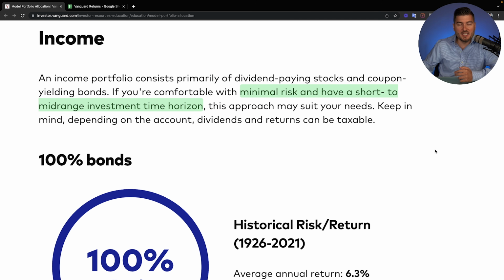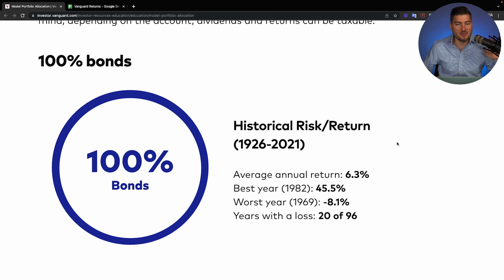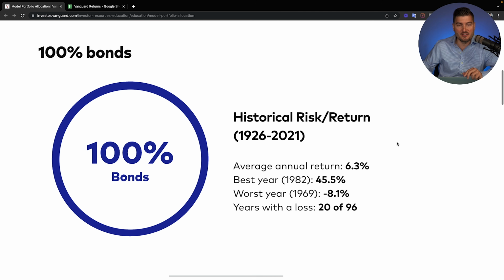So if we look at an income portfolio, this has typically been reserved for lower risk, typically older people. They have minimal risk and they have a short to mid-range investment time horizon. This is not something that I would recommend for people that are starting in their 20s or even 30s at this point, actually even 40s, but we'll get into that later in this video.